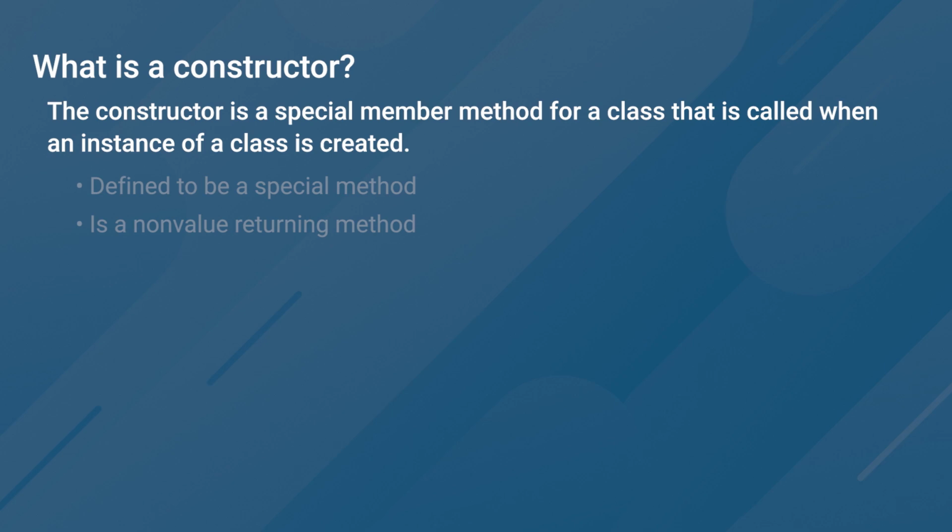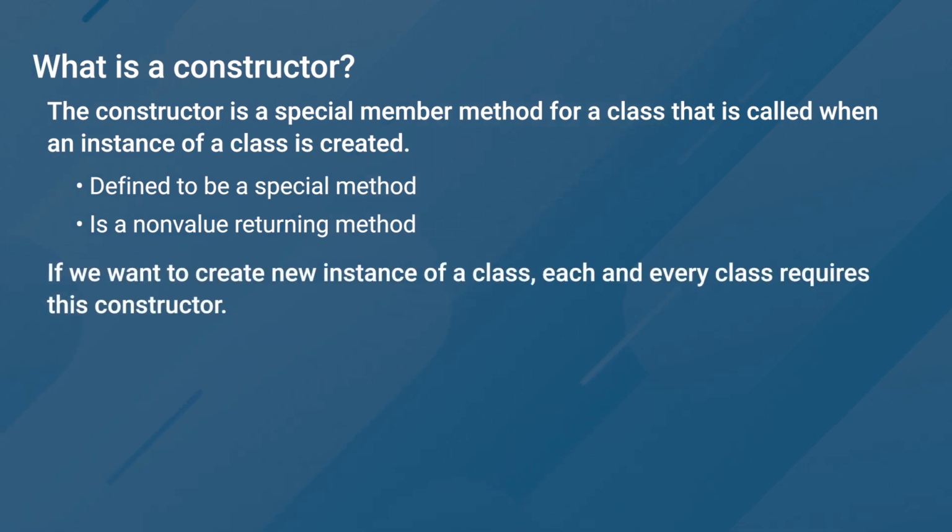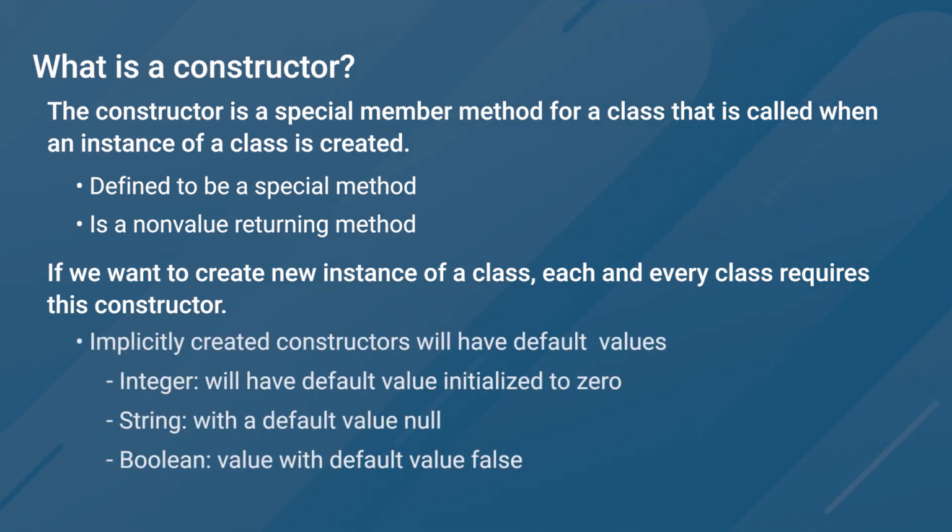Furthermore, a constructor is defined as a special method presented under a class, responsible for initializing the variables of that class. The name of the constructor is exactly the same as the class itself, and the constructor is a non-value returning method. Each class requires a constructor if we want to create instances of that class. It is our job, as a programmer, to create a constructor under a class. If we don't, then a default parameterless constructor is created implicitly for us by the compiler.